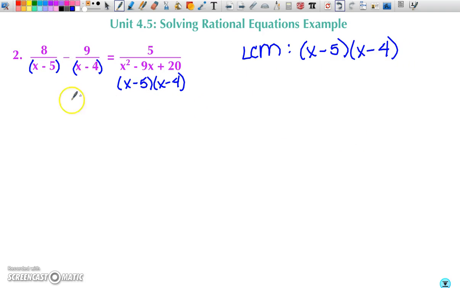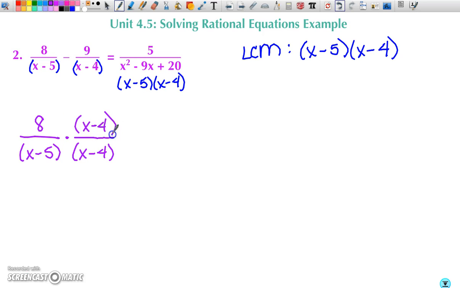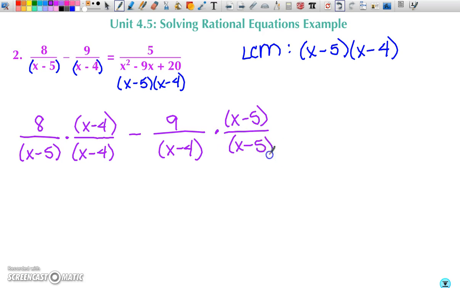So looking at this fraction then, our very first one, what is it that it's missing? Well, it's got the x minus 5, but it doesn't have x minus 4. So we need to go ahead and multiply top and bottom by x minus 4. Subtract from that 9 over x minus 4, and that would be missing x minus 5. So multiply top and bottom by x minus 5 equals 5 over x minus 5 times x minus 4.